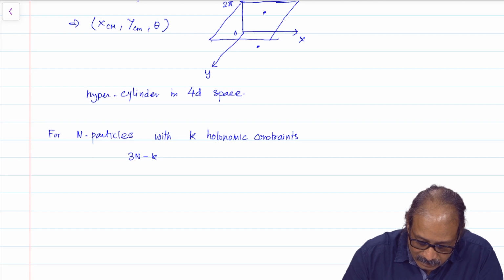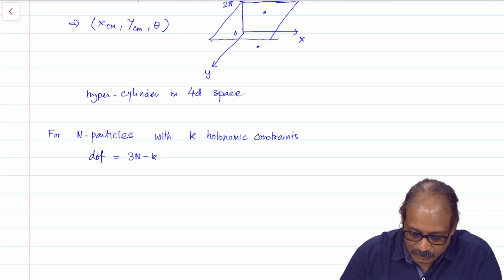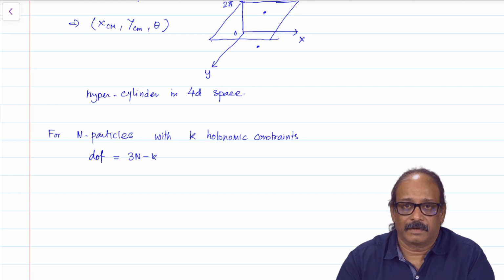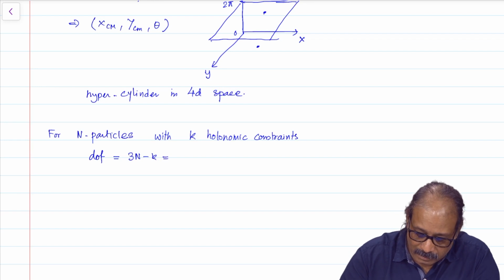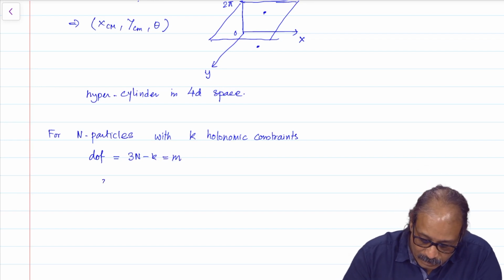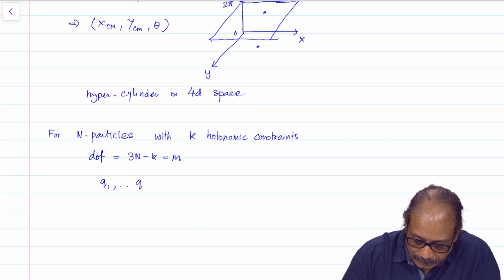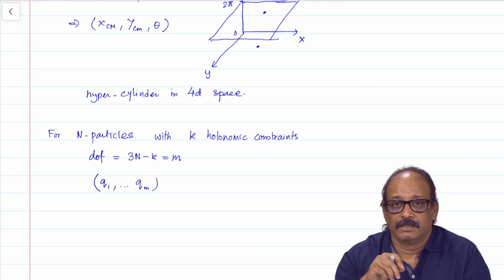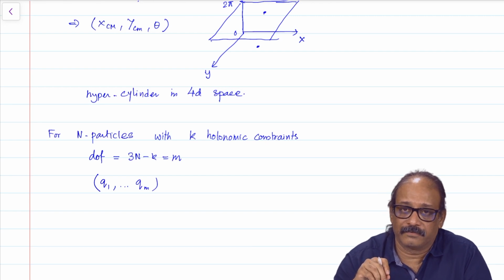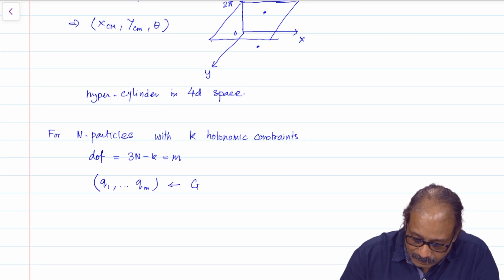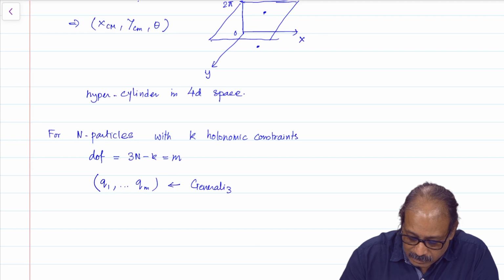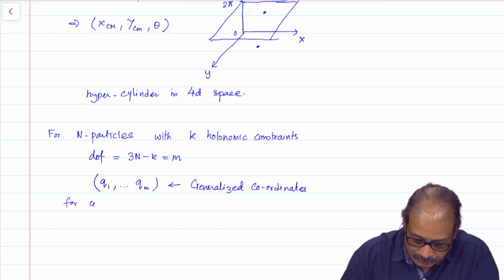So, with constraints, degrees of freedom reduce to 3n minus k, and somehow we should be able to find 3n minus k generalized coordinates, say q1 to qm, which uniquely determine points on the accessible surface. These are called generalized coordinates. The same name, generalized coordinates, for constrained system.